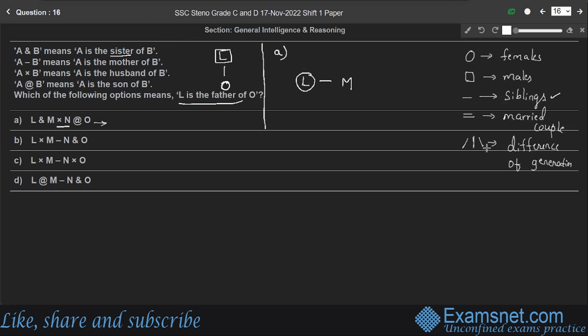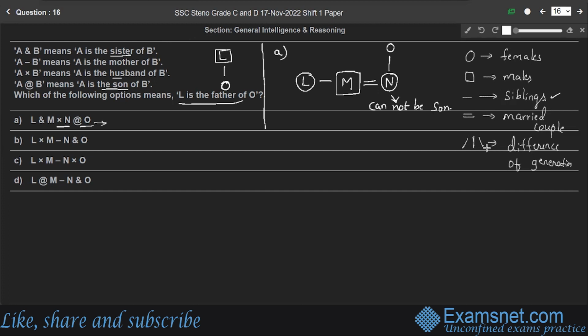M into N means the first person is husband of the second person. Right? Therefore, M is a male. Is the husband of means use a double horizontal line for a married couple. So M into N means N is a female. So N at the rate O means the first person is son of the second person, right? So N is son of the second person means use a vertical line. But here N cannot be a son. N is a female, N cannot be a son.